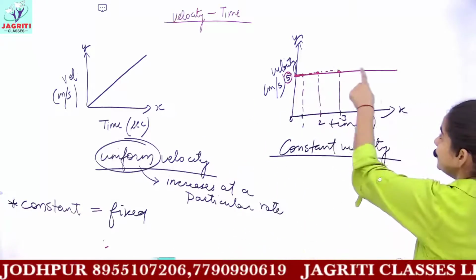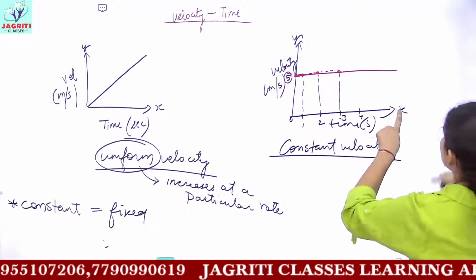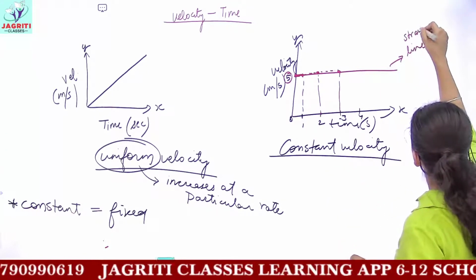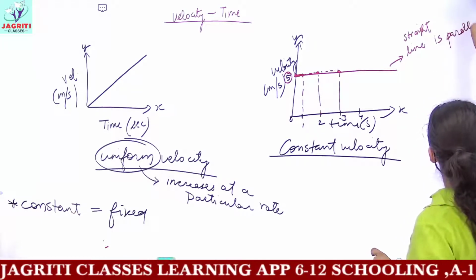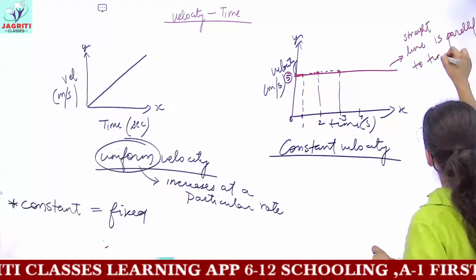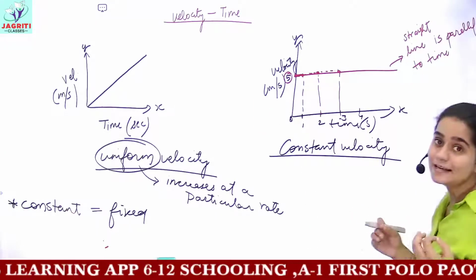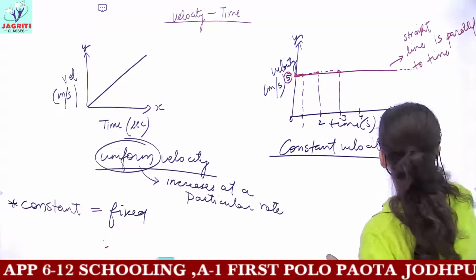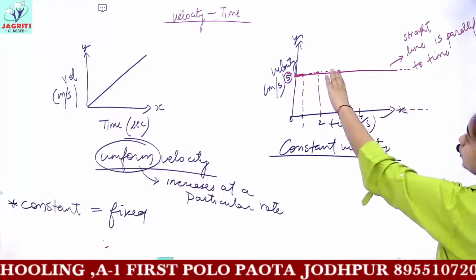This straight line you can see is parallel to the time axis. Because what are parallel lines? Those lines which do not meet each other. So if I extend this straight line and the line of time, they would never meet each other, so they are called parallel.